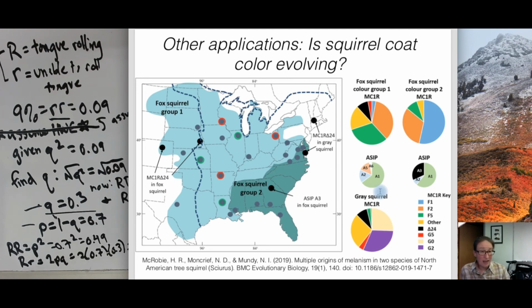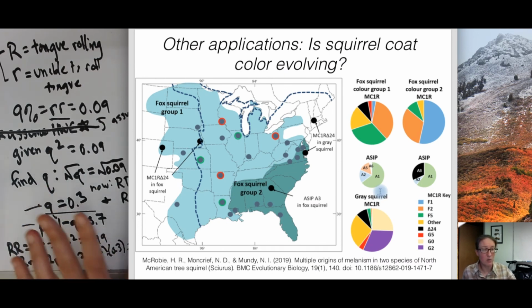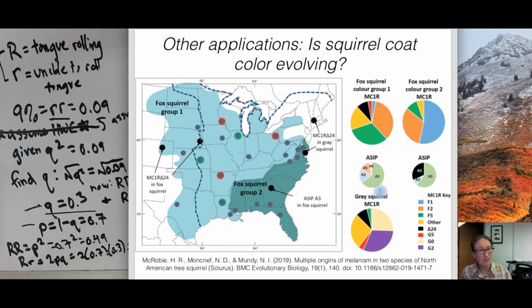And we can ask the same type of question in other biological contexts too. So there's variation in squirrel coat color. If we genotype individuals and examine allele frequencies and compare them against what we'd expect for Hardy-Weinberg equilibrium, that could tell us whether squirrel coat color is experiencing natural selection and evolving through time.